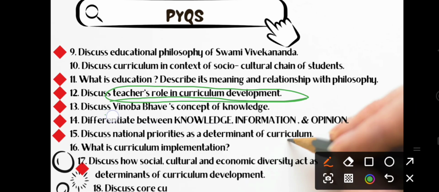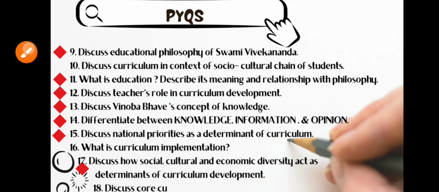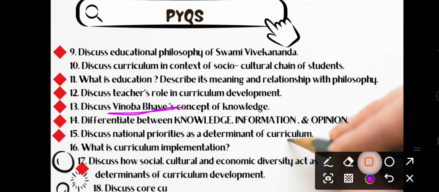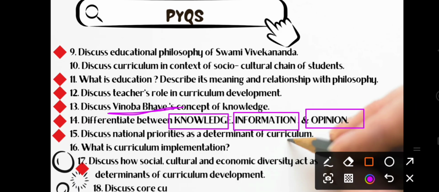Okay. Question number 13, discuss Vinoba Bhave's concept of knowledge. So basically a similar question, the educational philosophy of Vinoba Bhave. Okay. Question number 14, differentiate between knowledge, information and opinion. Okay. Three important terms you have to explain in a proper way, knowledge versus information versus opinion. Here you can also add one more, that is belief: knowledge, opinion, belief, information.